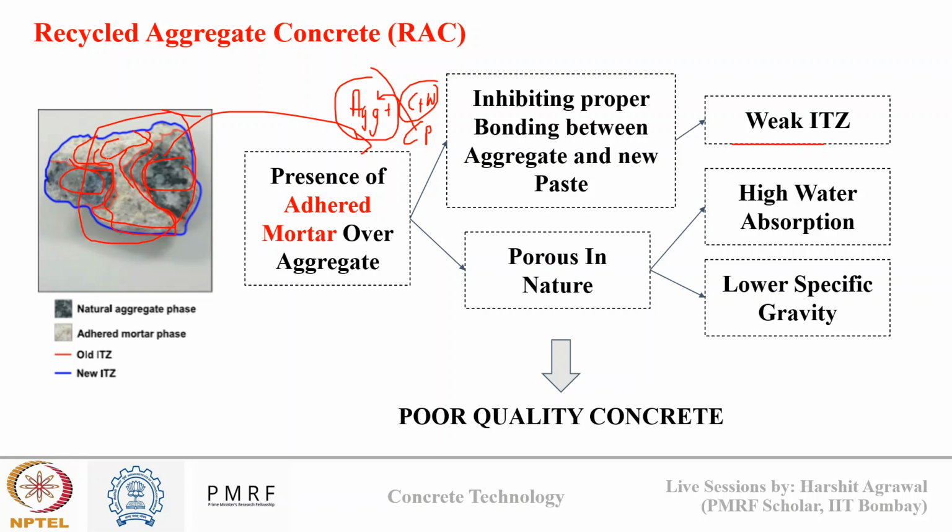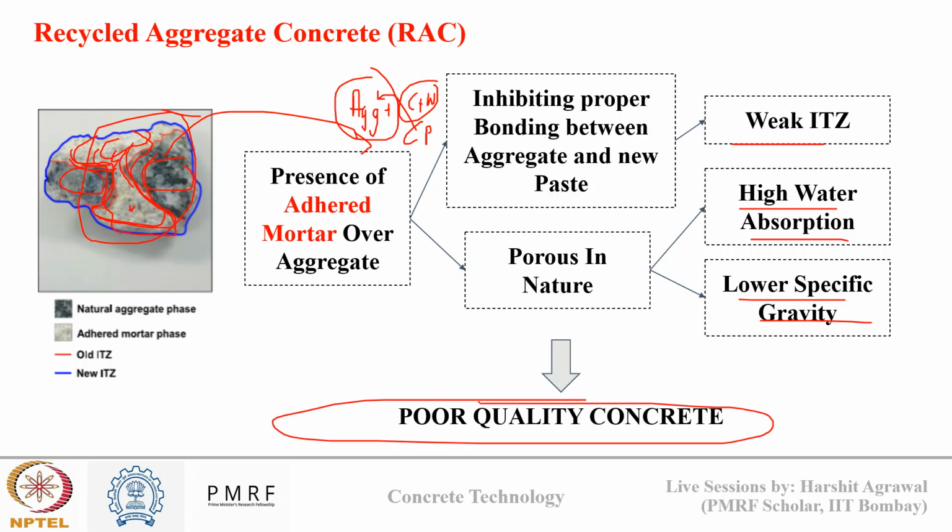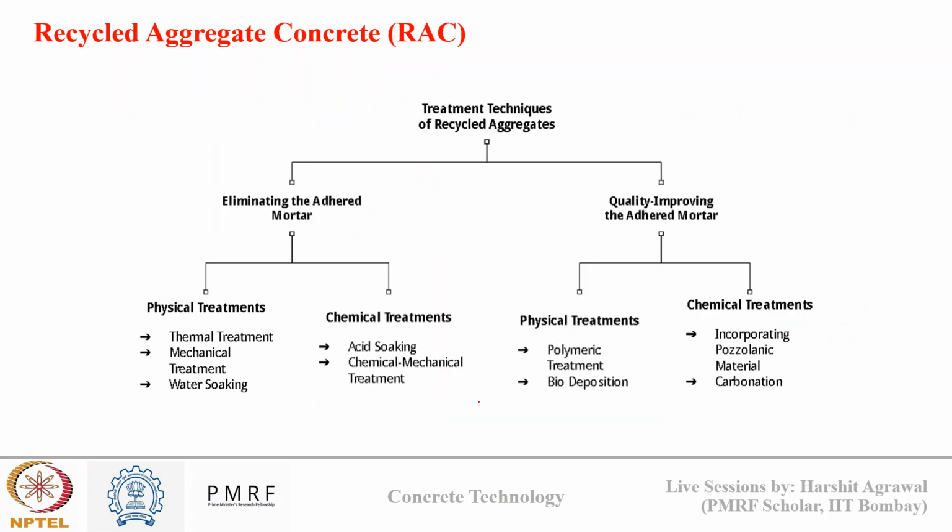In addition to this, this mortar which is present over the aggregate is porous in nature, so it can result in high water absorption and low specific gravity of the aggregate that we are using, and all this can result in poor quality aggregate. Okay, so this is one of the major issues with recycled aggregate. To improve this property, we use certain treatment methods on recycled aggregate, either by eliminating the adhered mortar or by improving the quality of adhered mortar.